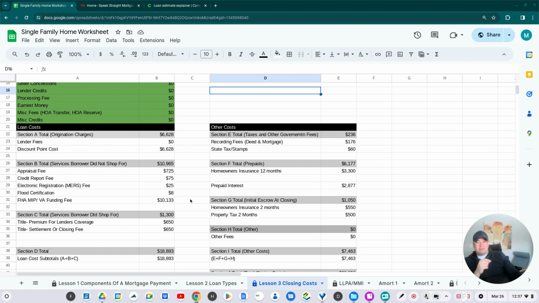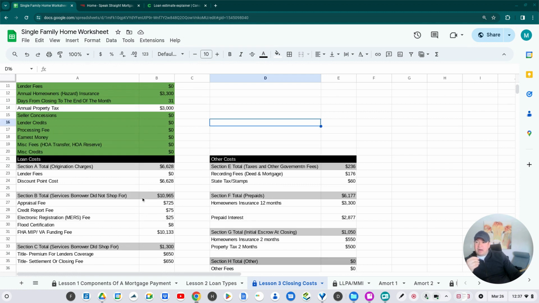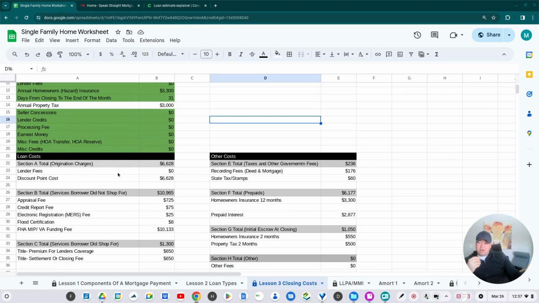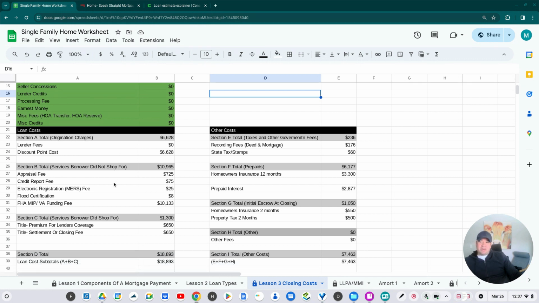The only thing to look out for is that some places charge a processing fee, which could be from $300 to $1,000. I would say an average $700 in this section. That's where we would have put this here. At Speak Straight Mortgage, we don't charge a processing fee, so I'm leaving that empty.